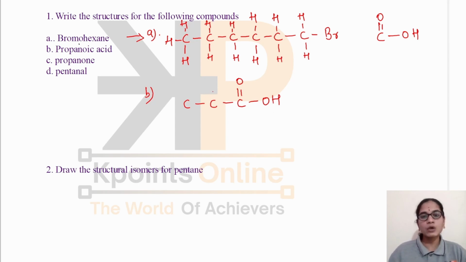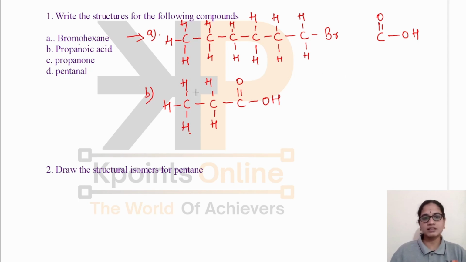Now satisfy the valency of carbon with the hydrogen atoms. This is propanoic acid. You have to remember the functional group formula, you have to remember the root word, then you have to name the compound, then you have to write the structure for the compound.